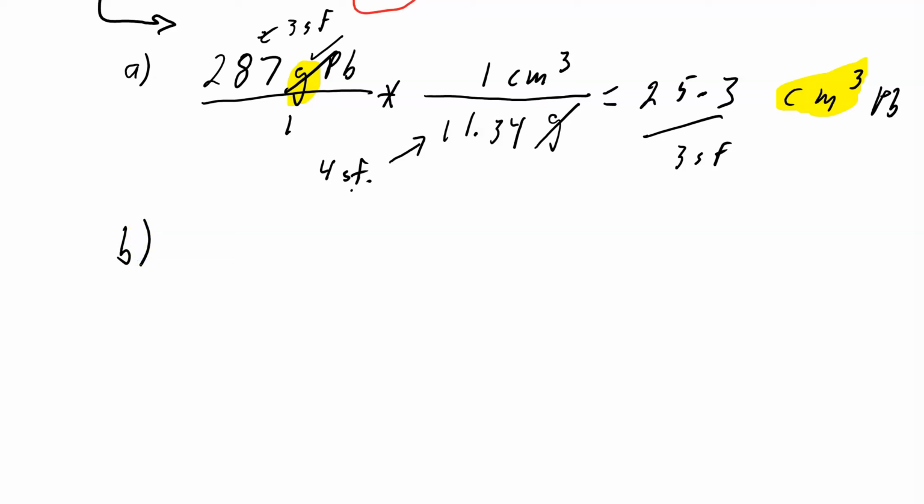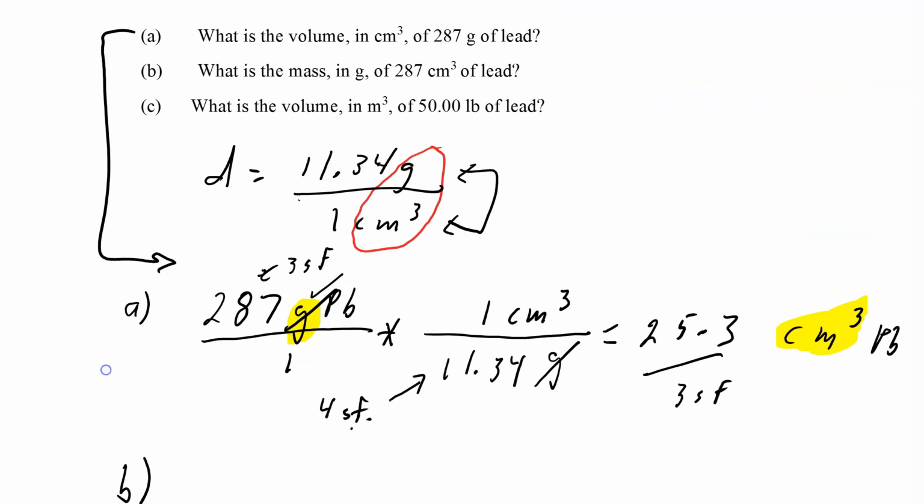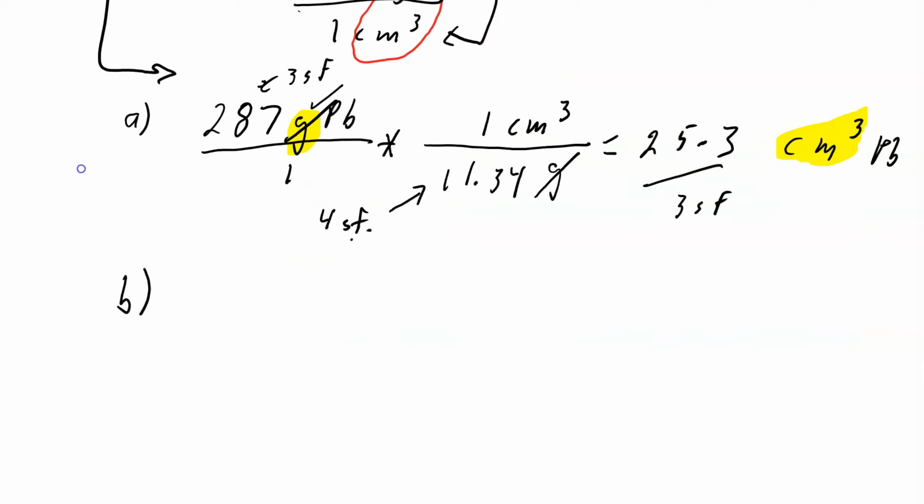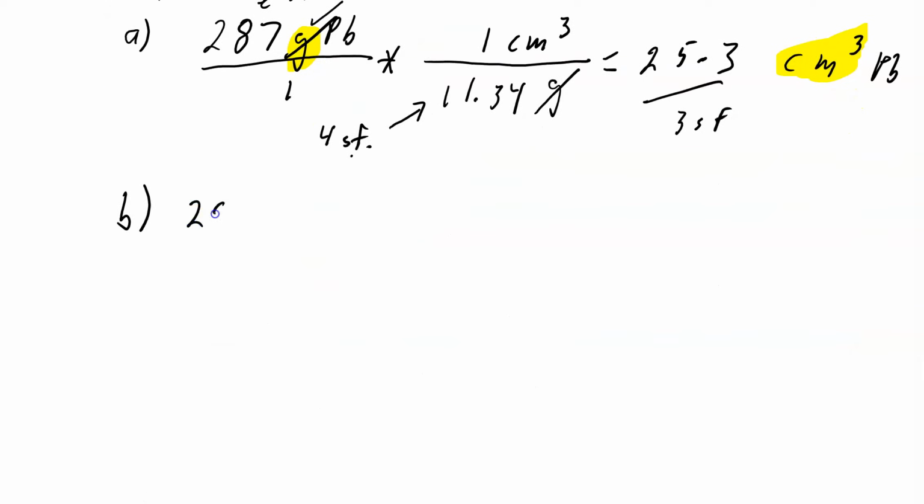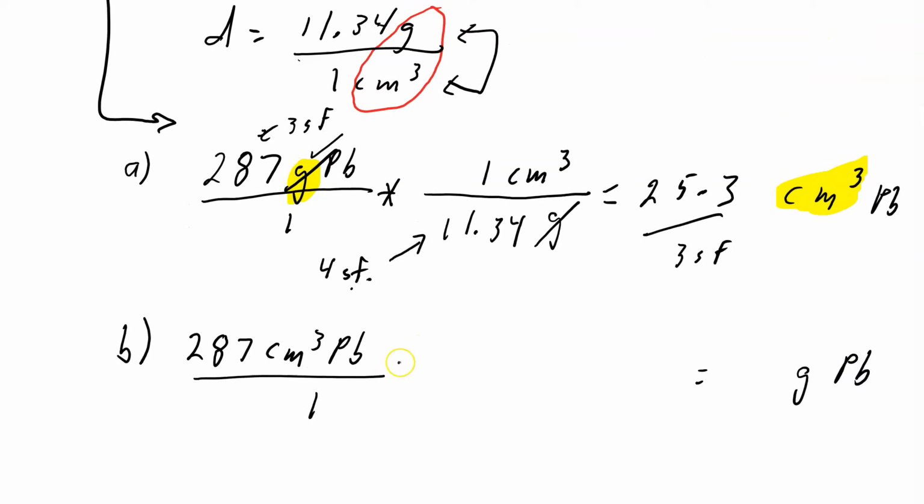Part B is pretty much the reverse. I'm going from volume, given volume, 287 cubic centimeters, asked to calculate what is the mass of that volume. So we're going to start with our 287 cubic centimeters of lead. That's over 1. Our answer is going to be in grams of lead. And again, we're going to have our conversion factor, which in this case is density, because I need to convert a volume, cubic centimeters, to a mass, grams. So density comes to our rescue again.